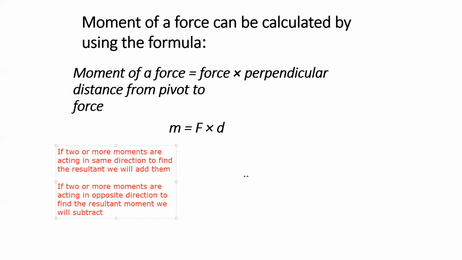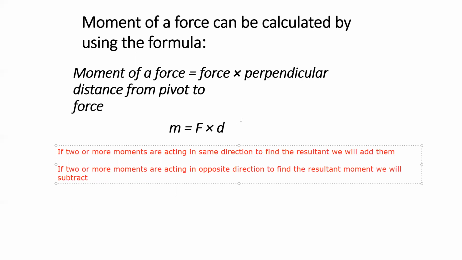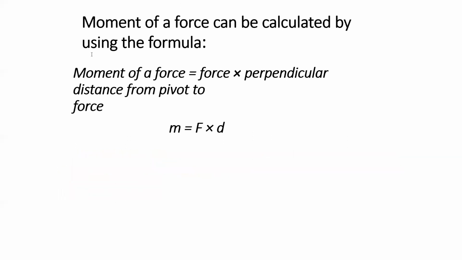So if we want to find the resultant moment, it depends on which direction the two moments are acting. If they're acting in the same direction, we will simply add them. If they're acting in opposite direction, we will subtract them. I will give an example so you will understand.